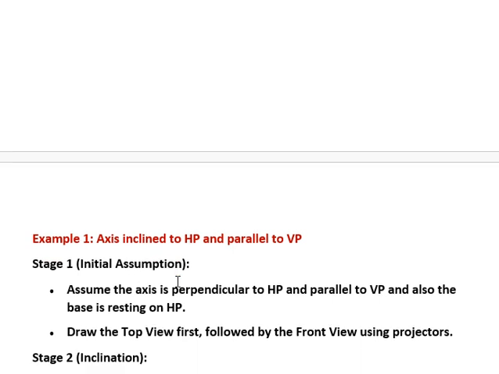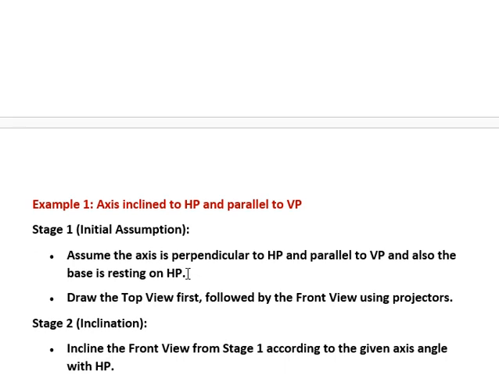Example, axis inclined to HP and parallel to VP. I assume some type of solid, maybe prism, pyramid, cone, cylinder, whatever it may be. Axis of the solid inclined to HP and parallel to VP. Likewise, we are taking one example. The following procedure we have to follow for approaching a projection of solids problem.